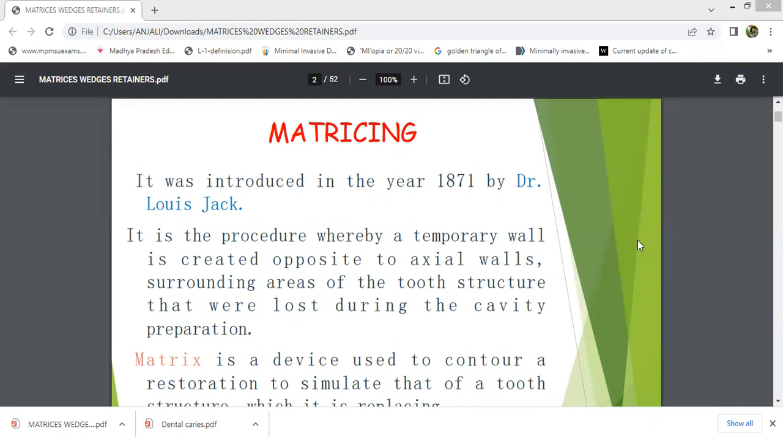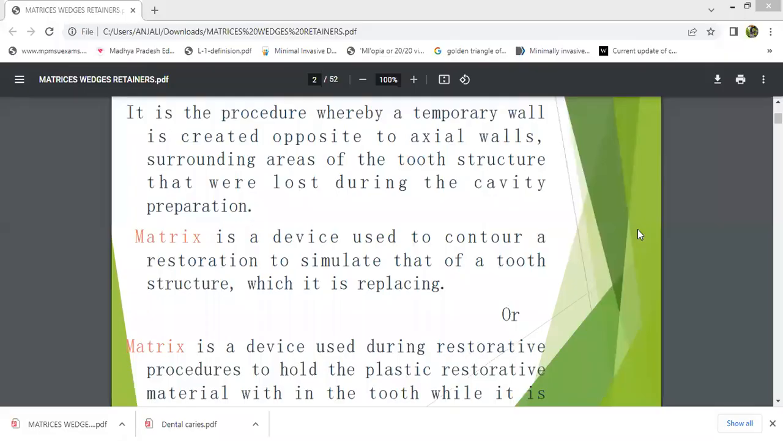Matrix. A matrix is a device used to contour a restoration to simulate that of the tooth structure. A matrix is a device which is used during restorative procedure to hold the plastic restorative material within the tooth while it is setting.